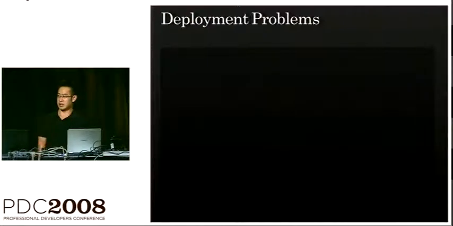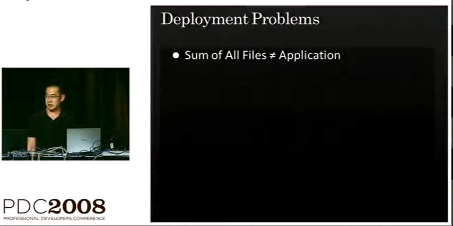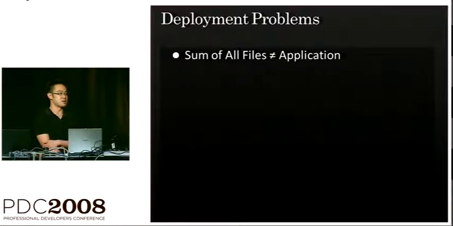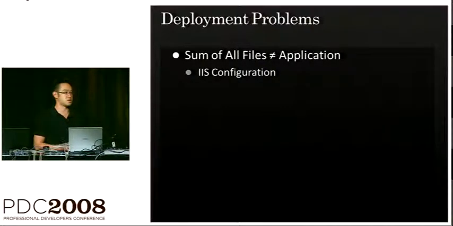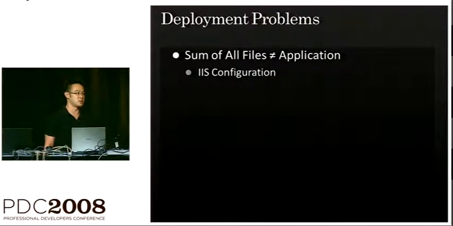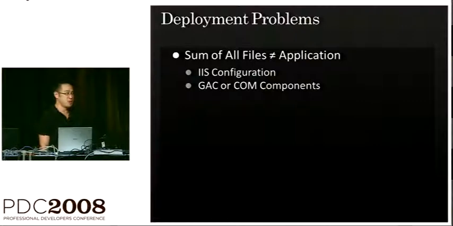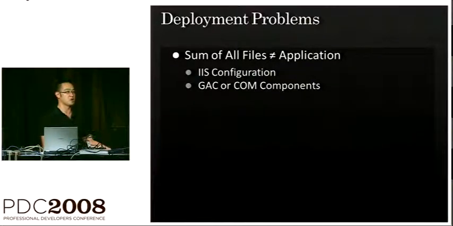One of the things that we're looking at today is that the sum of all your files is not equal to your application. And what I mean by this is that getting your app to run from server to server, from machine to machine, is not just about copying files, unfortunately. There's a lot of things that go with your application. There's your IIS config, which sits largely outside of the folders which you copy. Those can't be modified via an FTP operation. We also have GAC or COM components that sit on your machine. How do you get those from place to place in a reliable way?